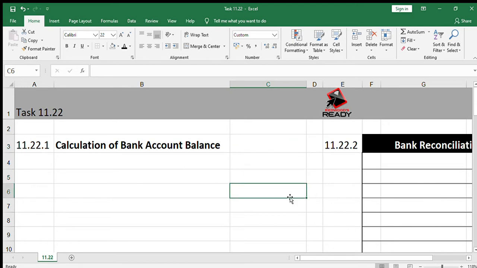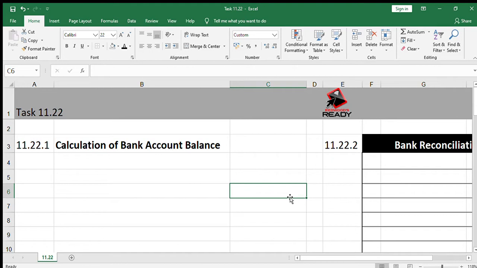Hi guys, it's another video on the bank reconciliation, this time task 11.22 in your textbook. Okay, so let's start with it. This is for Advanced Step CC and the bank reconciliation. This time we are calculating the bank account balance.